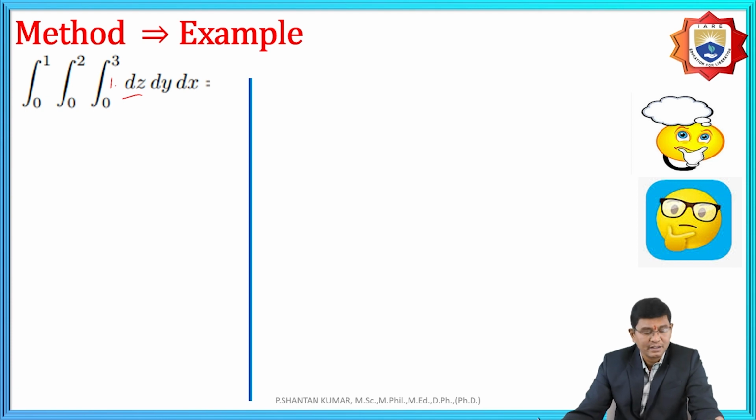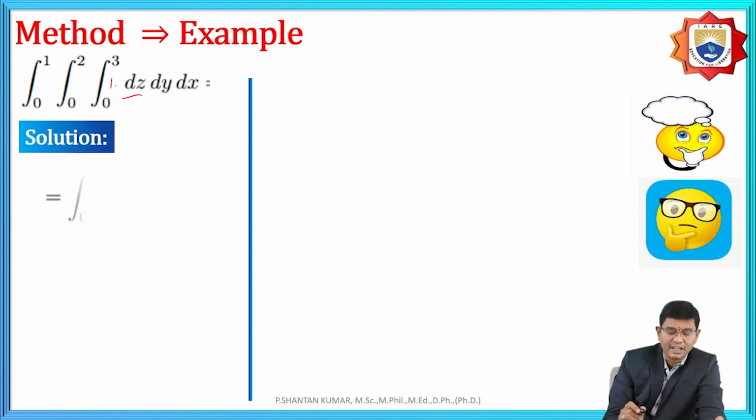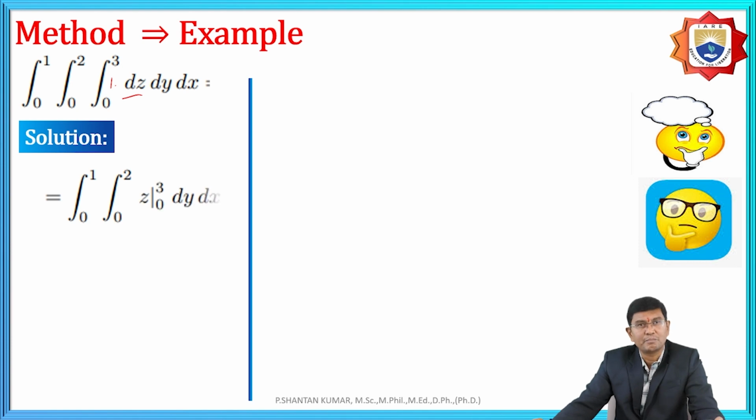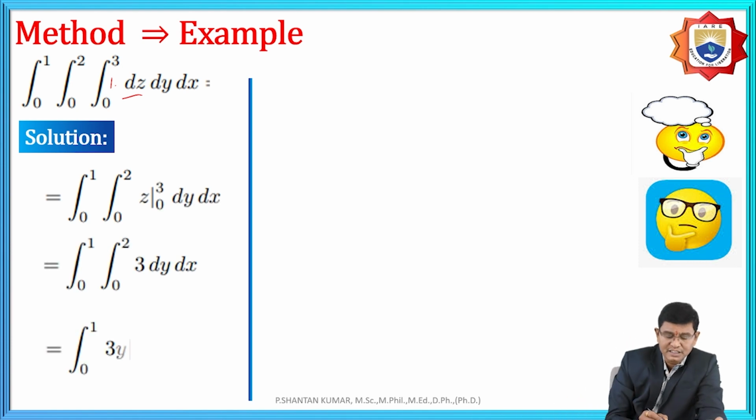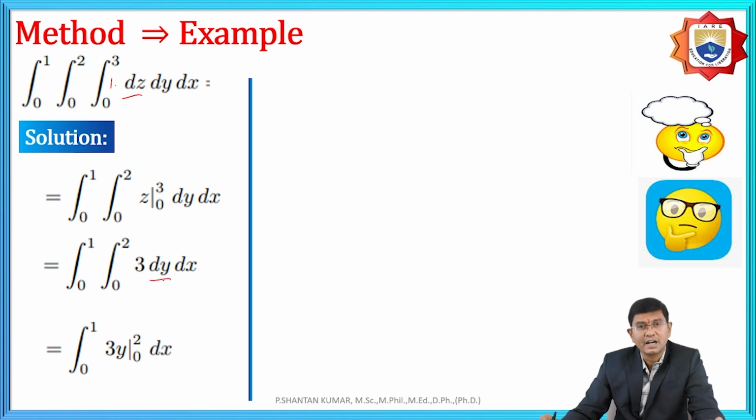The upper limit is 3 and the lower limit is 0. Therefore, 3 is the first one, the inner part after replacement of upper and lower limits. And again, the integration of 1 with respect to y is y, with upper limit 2 and lower limit 0. That means 3 into 2 is 6 after replacement of upper and lower limits.